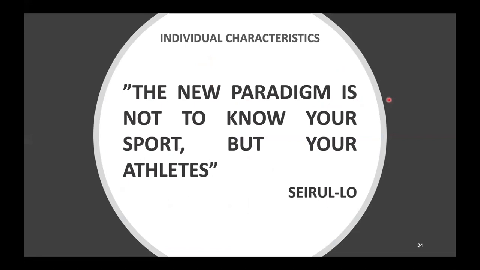In the second level, it's based on the characteristics of the players. At the moment, with the technology available to us, we know much about the sport. We know the distance our players run in a game, the number of jumps or sprints they do, the physical demands of a game. We know much about it. So at this level, as Cirulo says, the new paradigm is not to know your sport, but your athletes.